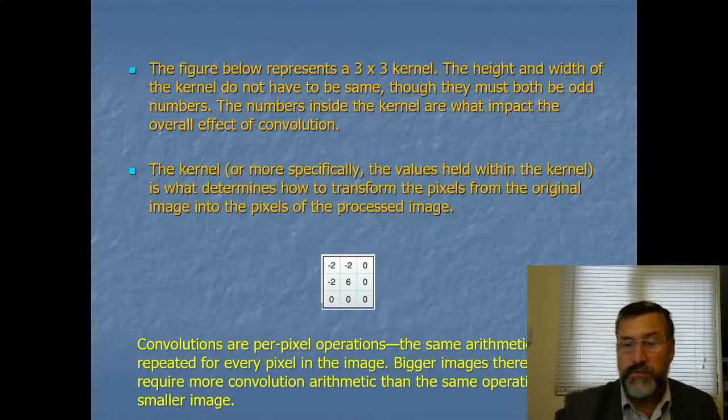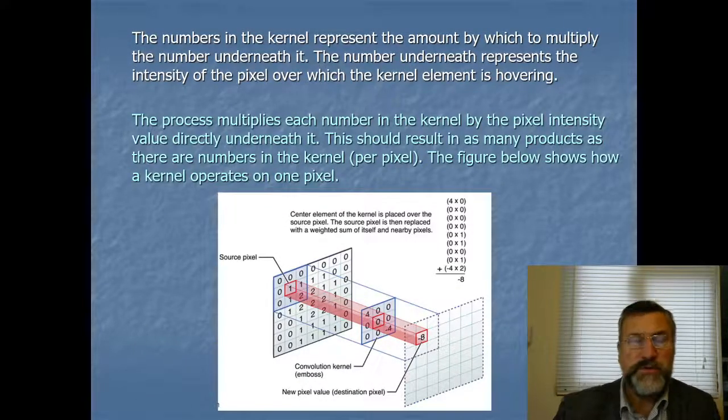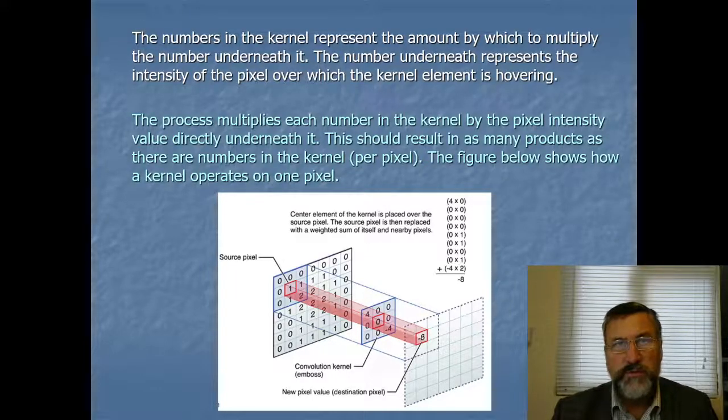Now, convolution is a very important technique. It's used all the time. So those numbers I just mentioned are the numbers by which you multiply the actual value of the pixel in the image underneath it. And the number of that pixel is, of course, representing the intensity of the pixel over which a kernel element is hovering. The process multiplies each number in the kernel by the pixel intensity value directly, as it says. And so you get as many products as there are numbers in the kernel, of course, and this is how it operates. So you just multiply these numbers together, and then you're going to sum them all together. You get a number there.